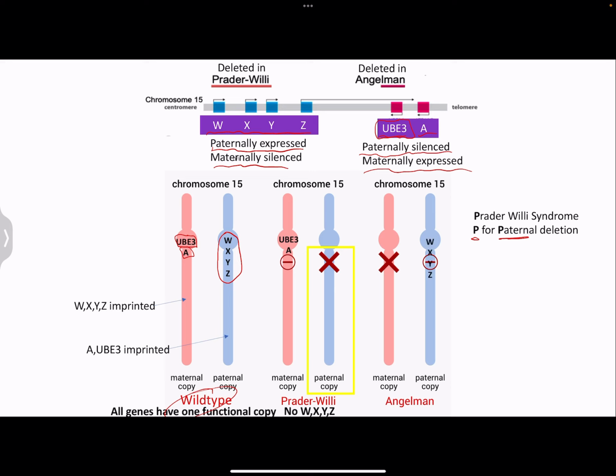If you look at Angelman, it's the opposite. We have a deletion on mom, and so the paternal copy is fine. So we don't have UBE3A, so the maternal deletion is now responsible for this. So again, W, X, Y, and Z you don't have to know. The only thing I would know is that UBE3A is on the mom, and paternal deletion is associated with Prader-Willi, and maternal deletion is associated with Angelman.